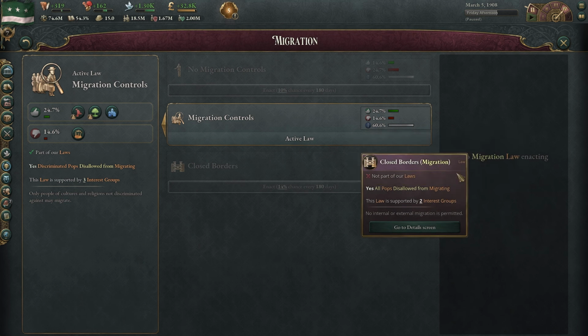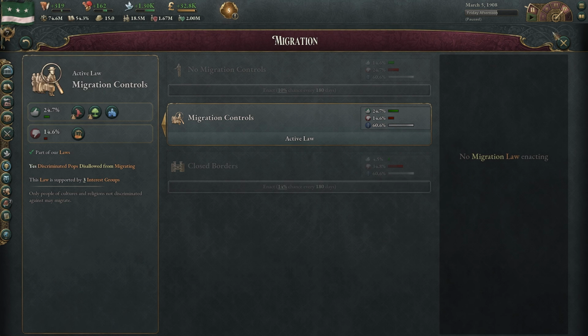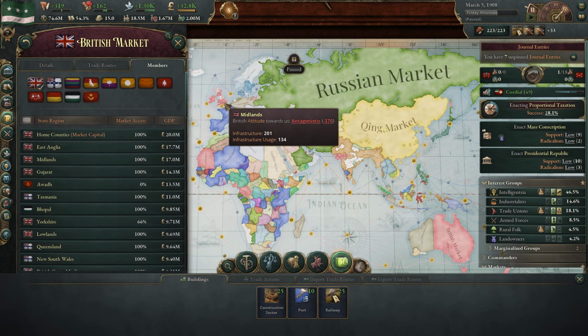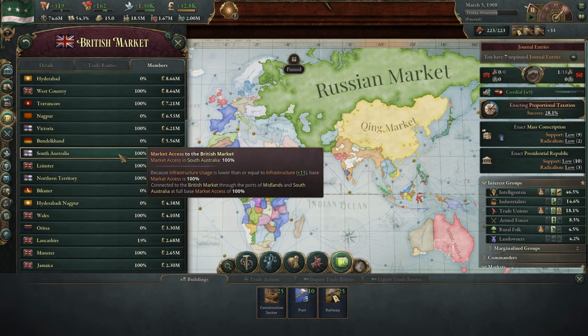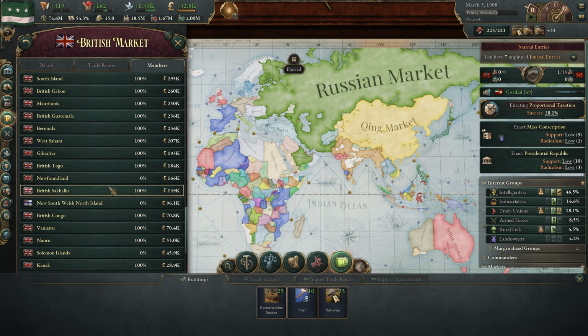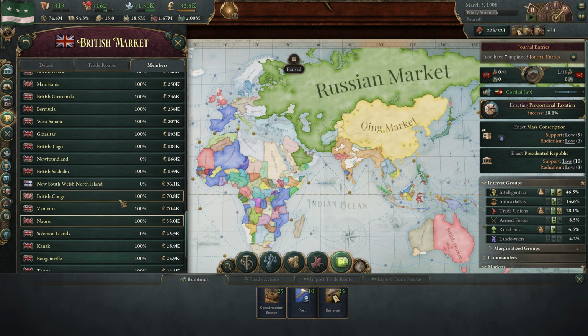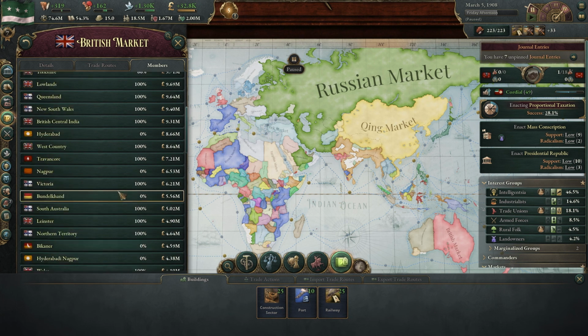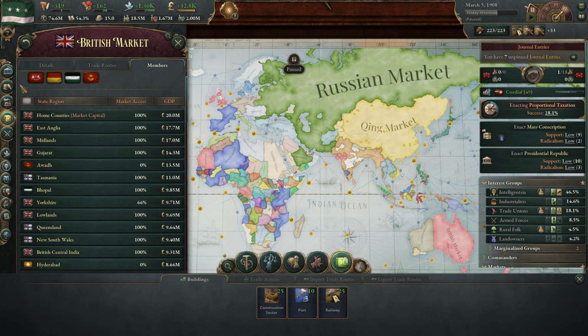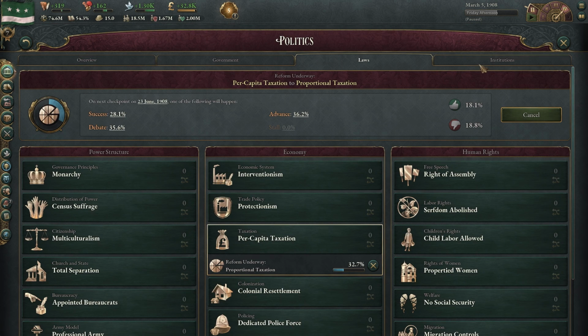But if you have a customs union or you're part of another market, like, let's say, for example, the British market, there's a ton of members in here, right? So your POPs can actually move to their states if they have a higher migration attraction than you do. So you need to be very careful what you're deciding to do here depending on the situation.